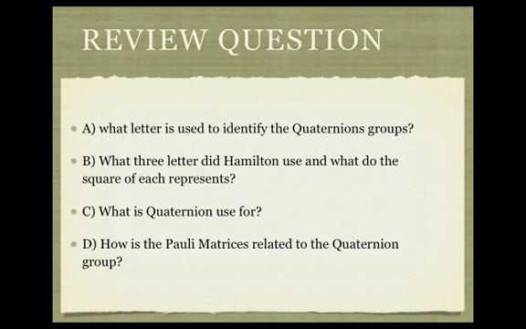I have a few questions for you. What is the letter used to identify the quaternion group? What are the 3 letters that Hamilton used? What does the square root of each represent? What are quaternions used for? How is the Pauli matrix related to the quaternion group?